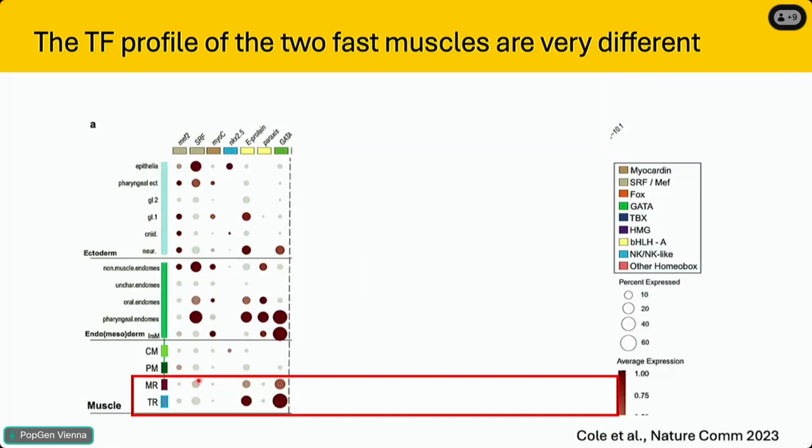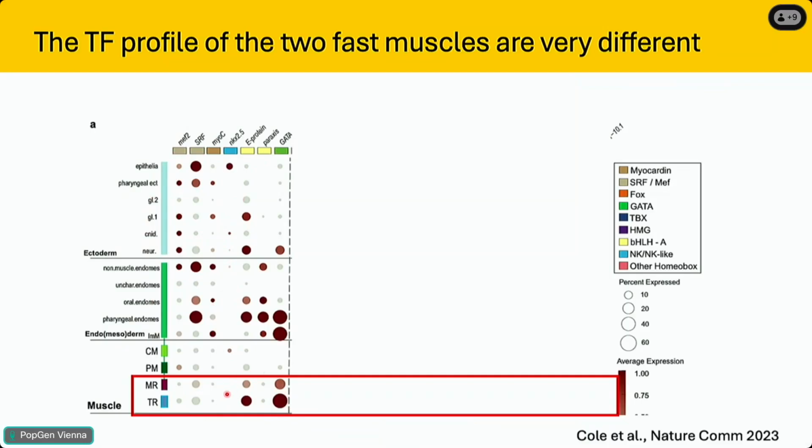Good. So then we wondered, how are these two different major classes of fast and slow muscles specified by transcription factors? First we looked at transcription factors that are involved in muscle formation in bilaterians, listed up here. If we have them at all, for instance, the famous MyoD doesn't exist in the genome. In non-bilaterians, you don't find it.